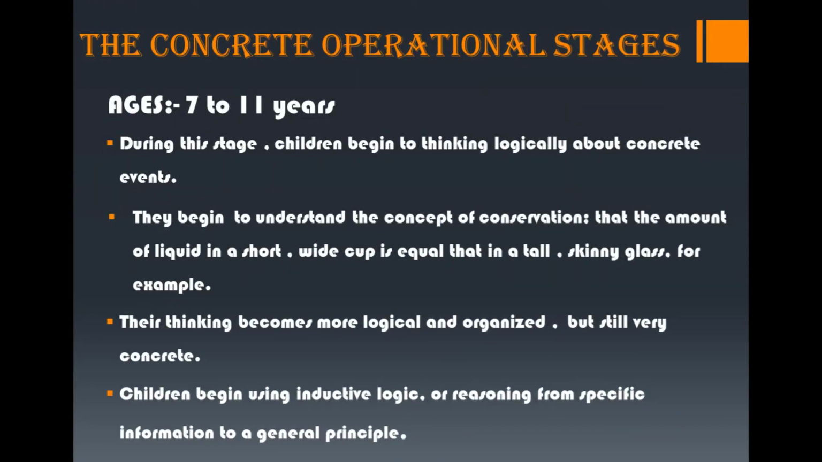As we have seen in the above video, the concrete operational stage is ages 7 years to 11 years. Major characteristics and developmental changes: During this stage, children begin to think logically about concrete events. They begin to understand the concept of conservation. For example, the amount of liquid in a short wide cup is equal to that in a tall skinny glass. Their thinking becomes more logical and organized, but still very concrete. Children begin to use inductive logic, or reasoning from specific information to general principle.